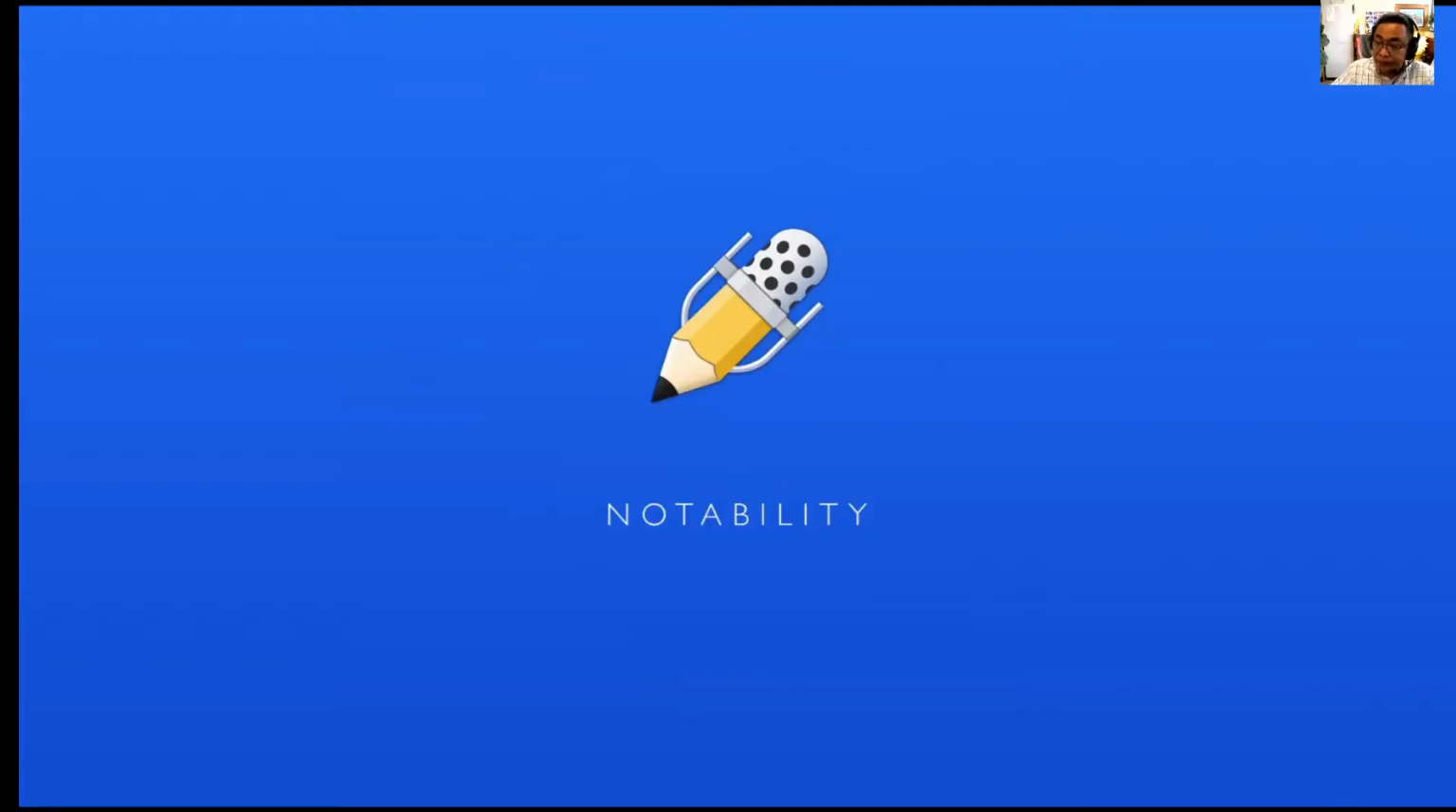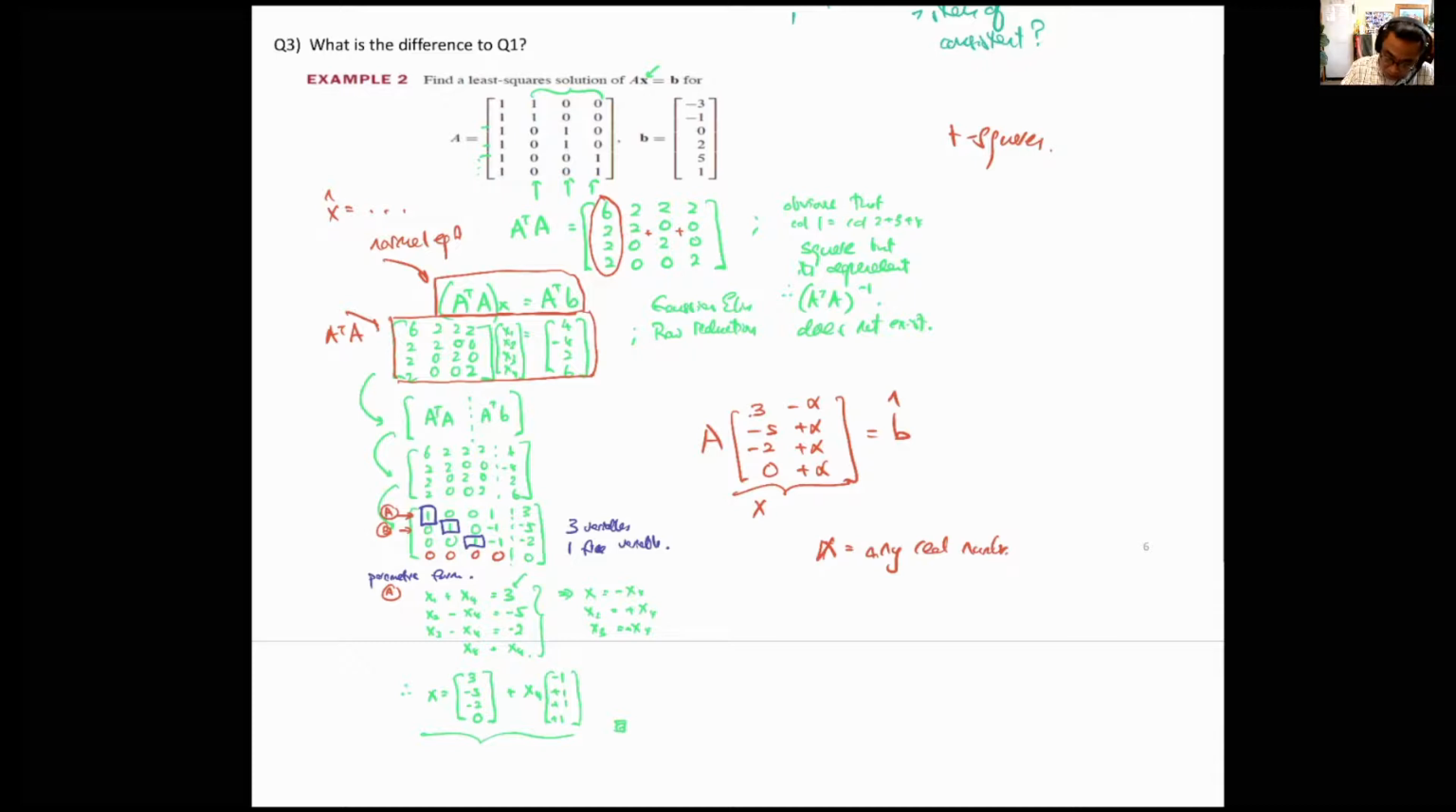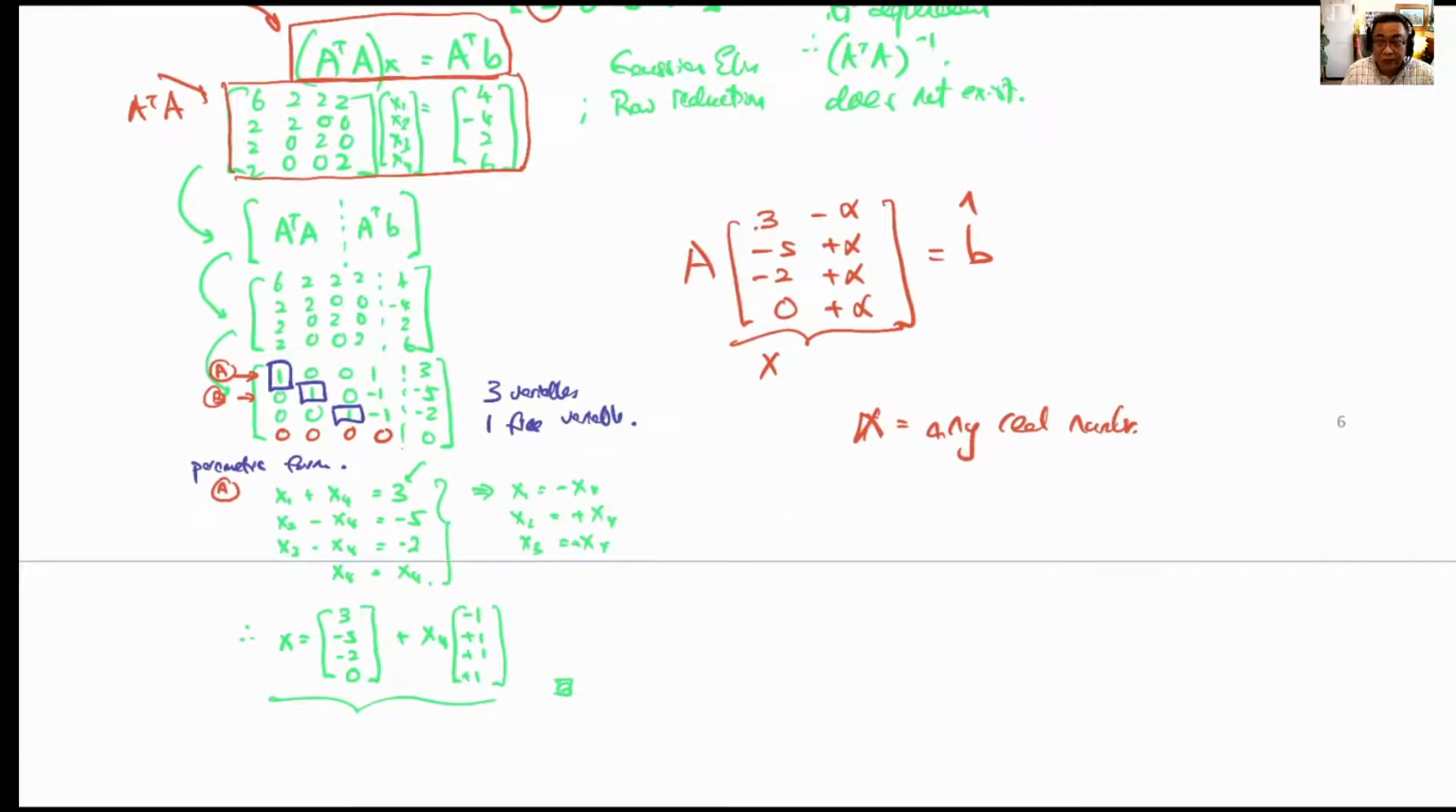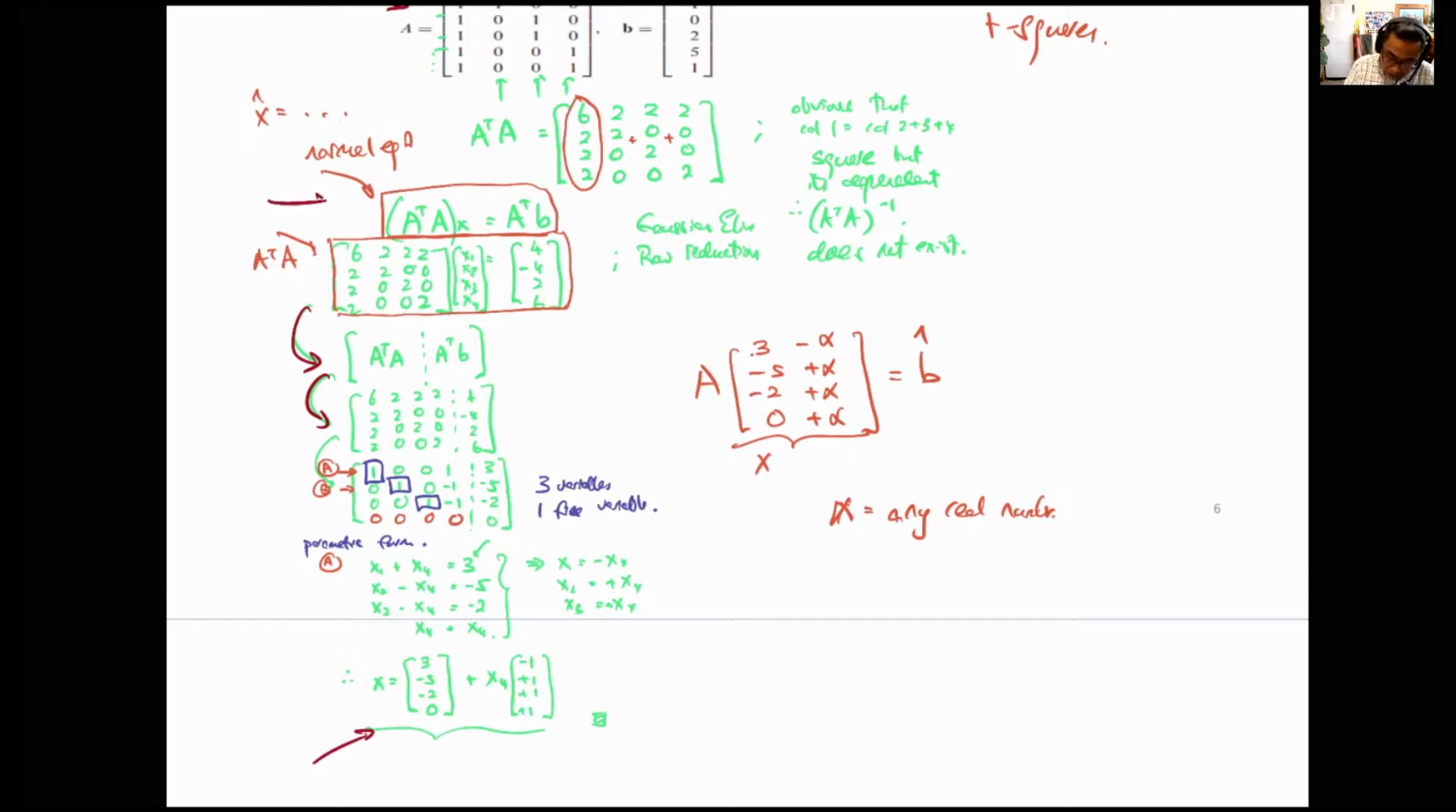In question number 3, we are asked to solve for this A given this B. We found that actually the columns of A were dependent. We then managed to solve for this equation even though A transpose A is singular by performing Gaussian elimination. And after Gaussian elimination, we could get the particular and the general solution of x hat. In conclusion, we still have to form the normal equation and solve for x. Whether the solution is unique or not depends on whether the columns of A are independent or not.